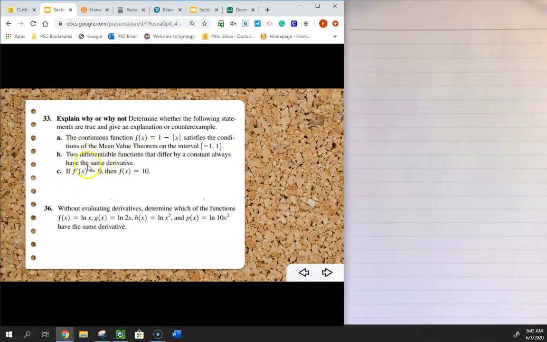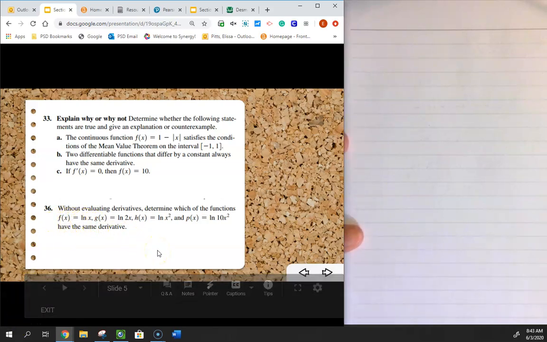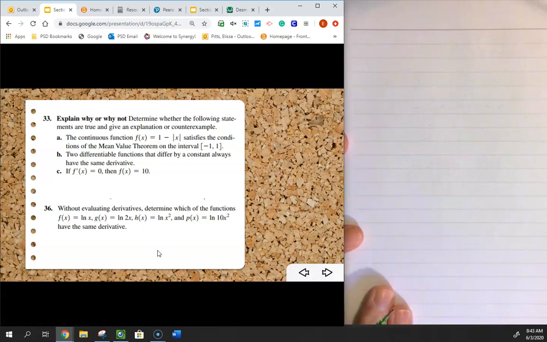And C, if f prime of x is equal to 0, then f of x is equal to 10. That is false. f of x can be equal to any constant. I could say f of x is equal to 20. The derivative of 20 is 0. So C is false. Number 36, without evaluating derivatives, determine which of the functions have the same derivatives.